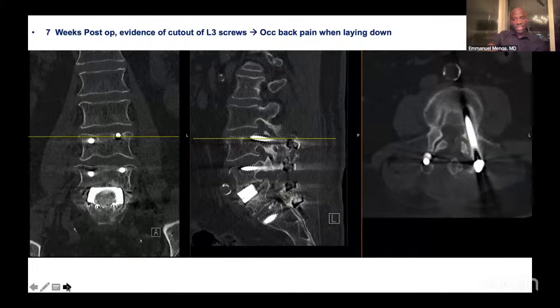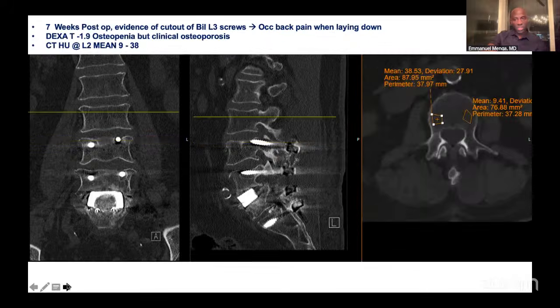This is the CT again, just showing you the coronal, axial and sagittal views, showing you the loosening of the screw at the top. So we used the CT scan to measure the Hounsfield unit at the top level. As you can see, his mean Hounsfield unit was 38 on the right side and 9.4 on the left side. So we discussed treatment options.